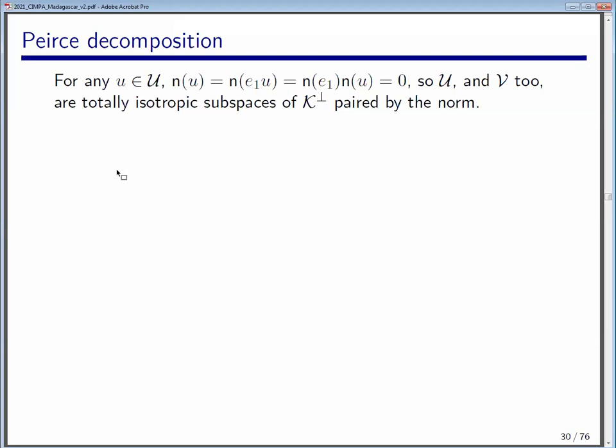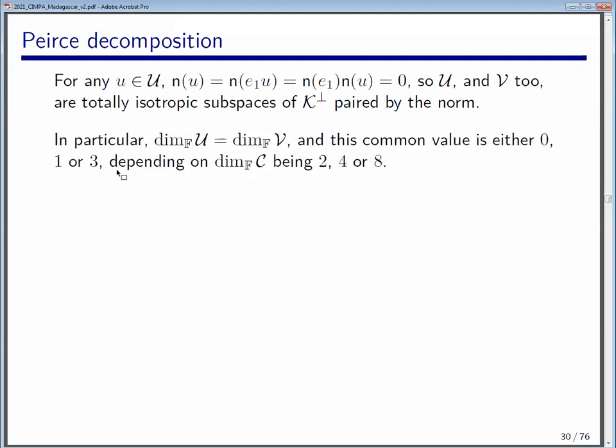This means that the norm of any element in each one of these subspaces is 0, and therefore necessarily they must have the same dimension and be paired by the norm. So the dimension is equal. If the dimension of C is 2, C is spanned by the two orthogonal idempotents, and we are finished. If the dimension is 4, the orthogonal complement has dimension 2, so they must have dimension 1. And if the dimension is 8, K has dimension 2, so the orthogonal complement has dimension 6, so they must have dimension 3.